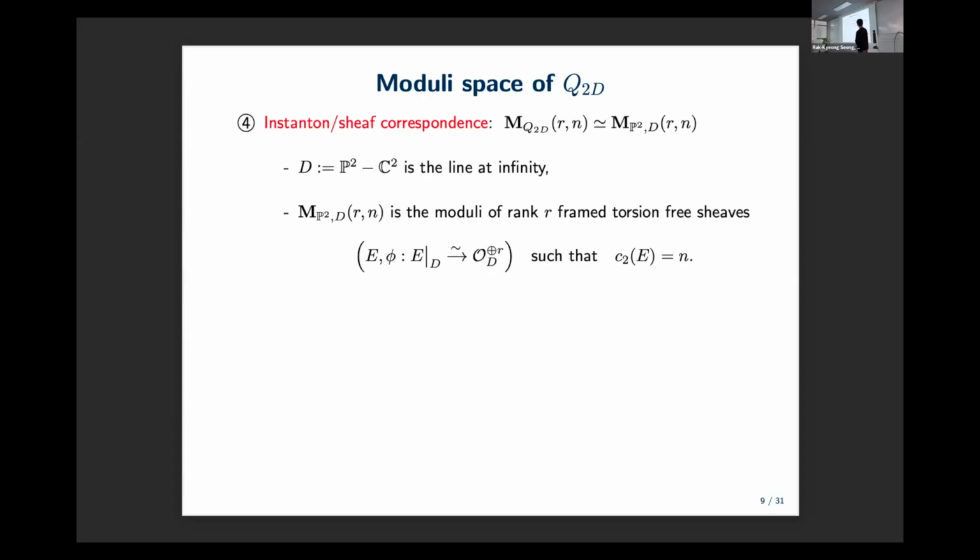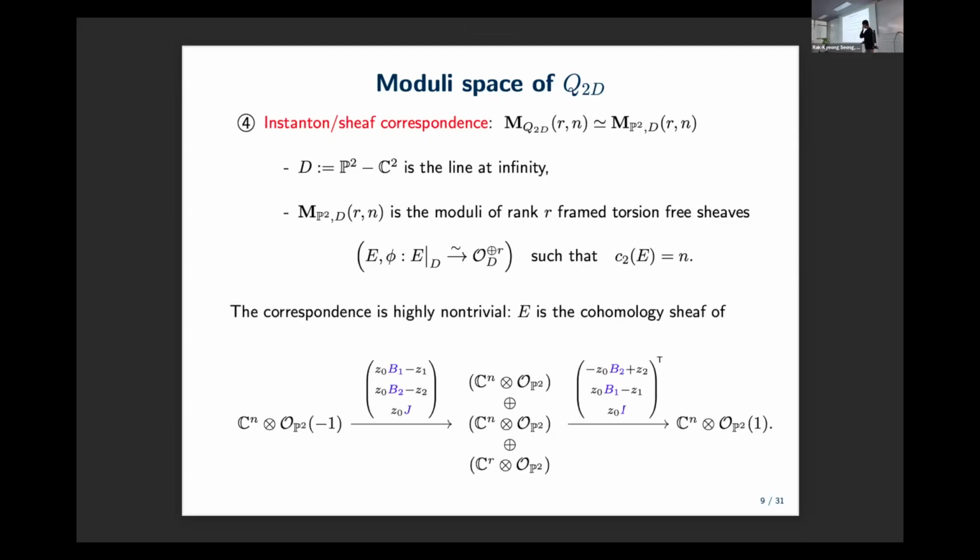And the surprising fact is that these two moduli spaces, even though they look very different and come from very different origins, are isomorphic to each other. The correspondence is, I think, highly non-trivial except for the rank 1 case. For example, how do we obtain E, the torsion-free sheaf or vector bundle, out of the ADHM solution? It is the following.